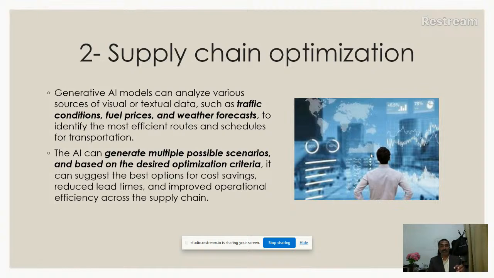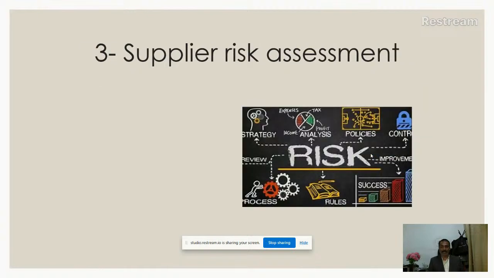One is inventory optimization. Second one could be routing and loading optimization. Of course, overall cost optimization in supply chain. Of course, generative AI can assist on that.